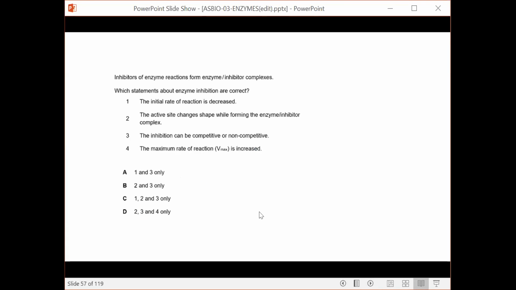What is the answer for this one? Anyone? Inhibitors of enzyme reactions form enzyme complexes. Okay. This statement is correct. Initial rate of reaction is decreased. Active site changes shape while forming the inhibitor complex. Inhibition can be this.